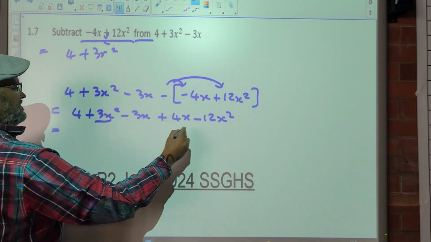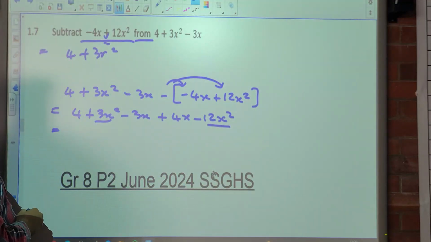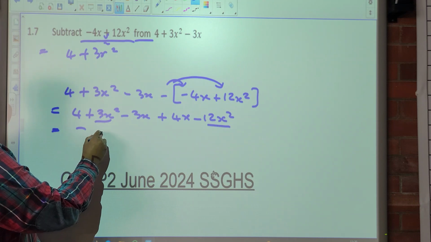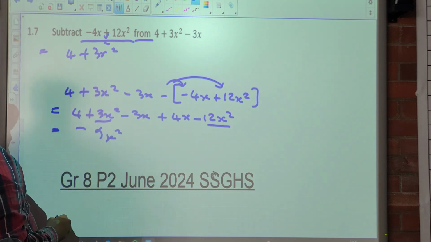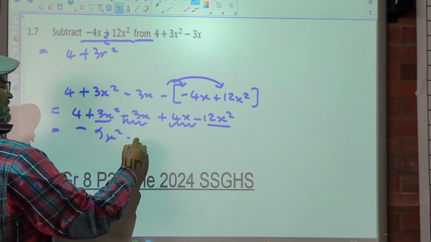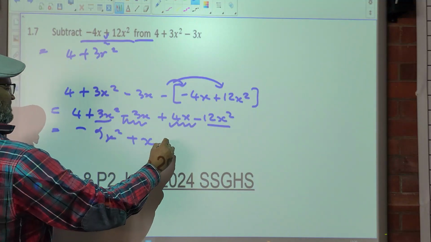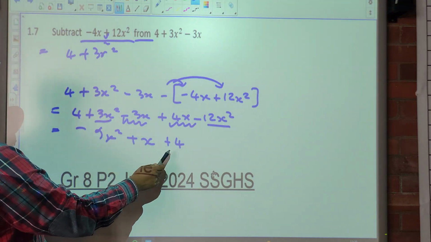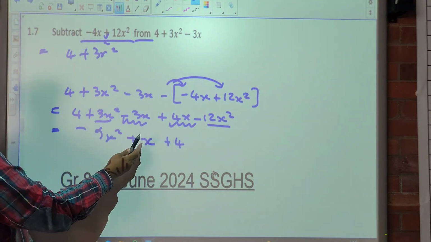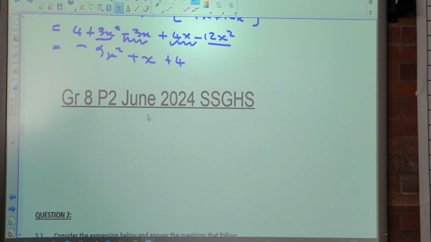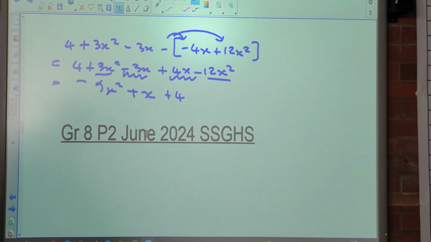So now we're looking for like terms. 3x squared minus 12x squared is negative 9x squared. Negative 3x plus 4x is going to be positive x. Plus 4. So it's going to be negative 9x squared plus x plus 4, or it can be 4 plus x minus 9x squared. It's all the same. Okay. Is that correct? Right.